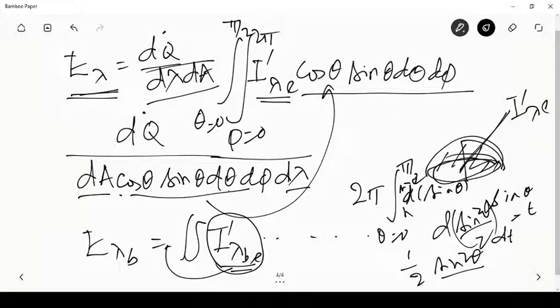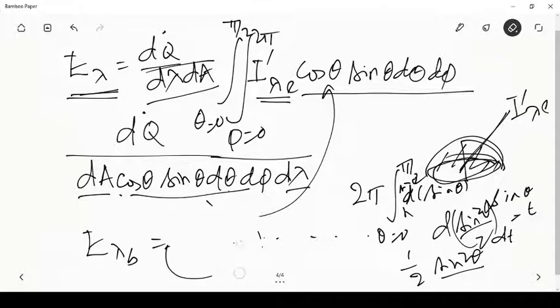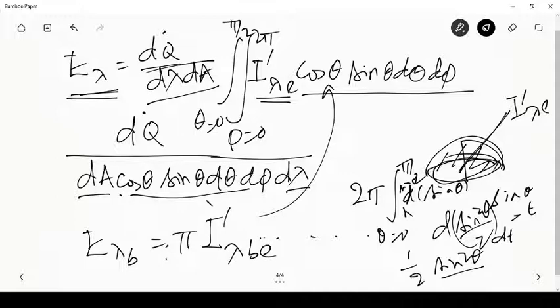And when I substitute these two limits, at 0 this becomes 0, and at pi by 2 it becomes 1, so it will become 1 minus 0, so it will be 2 pi by 2, which will be pi. Okay, so the integral basically will give me pi. So it will tell me that this relationship is nothing but pi times I prime lambda b e.